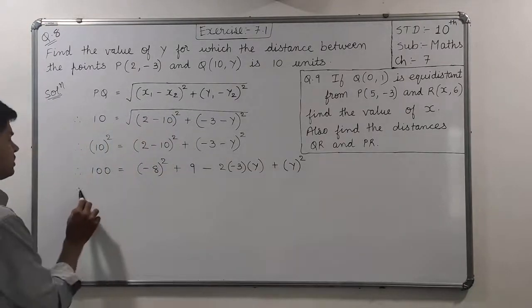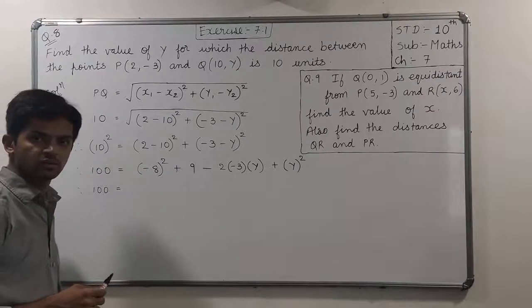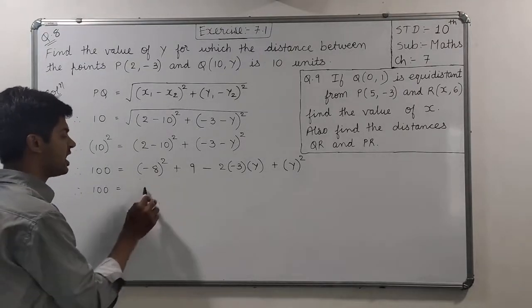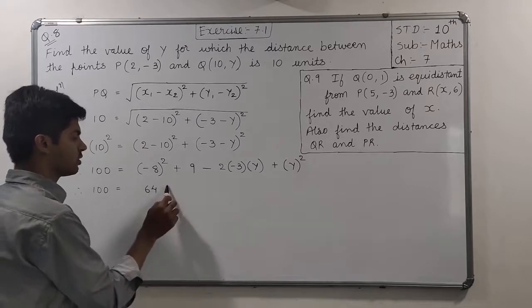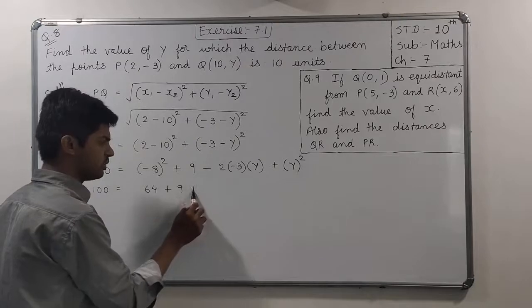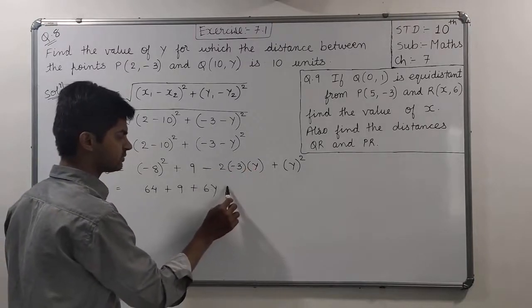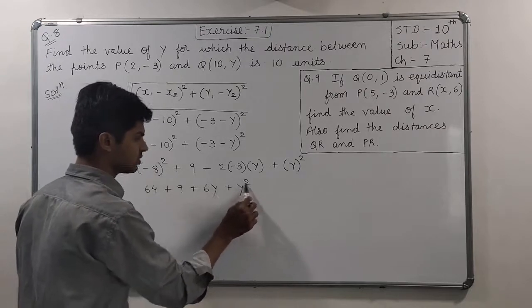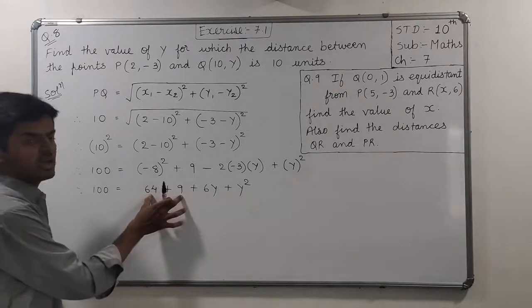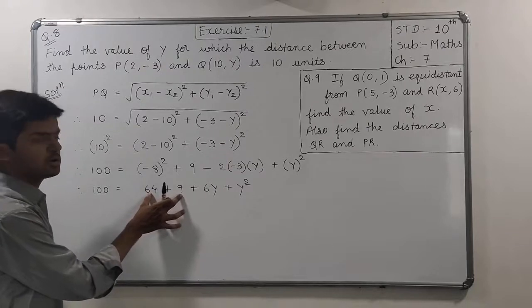Understood? Okay. 100 as it is, minus 8 square. Minus 8 multiplied by minus 8. Minus minus plus. And 8 8s are 64. Plus 9. Minus minus plus. 3 2s are 6 into y, 6y. Plus y square. Okay. Now this 64 and 9 are numbers, so they will be added. 64 plus 9 क्या होगा?